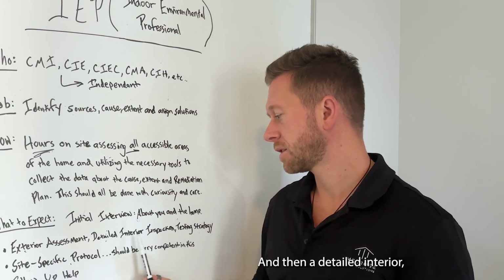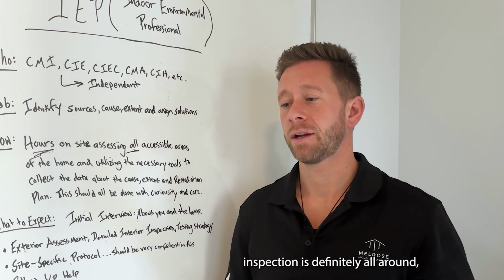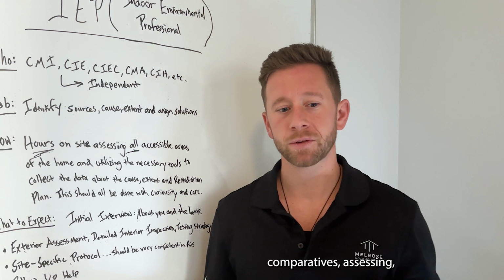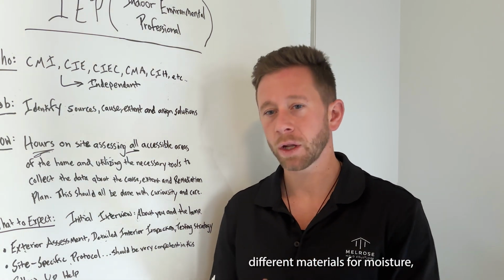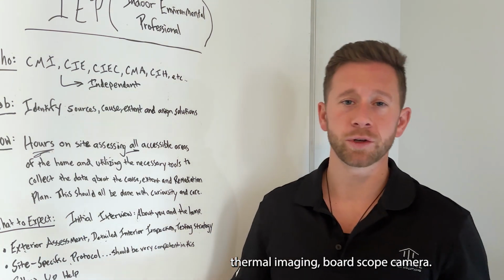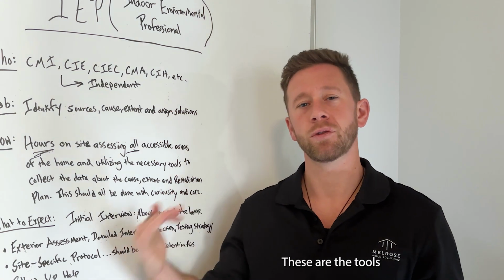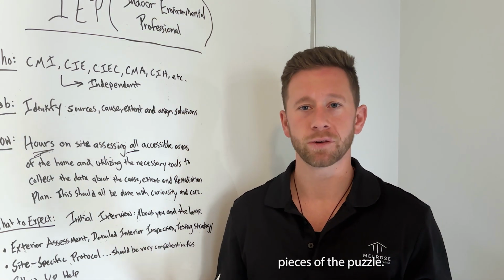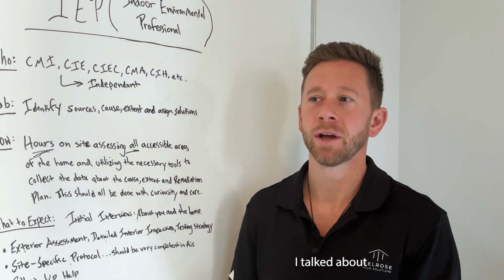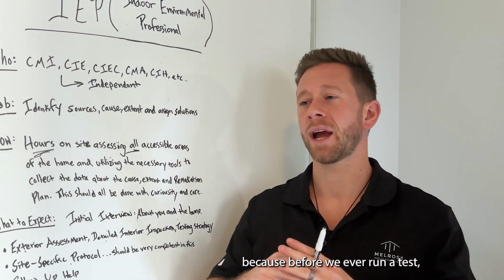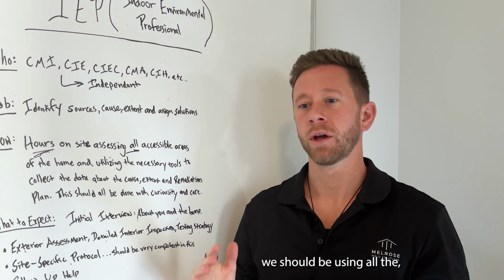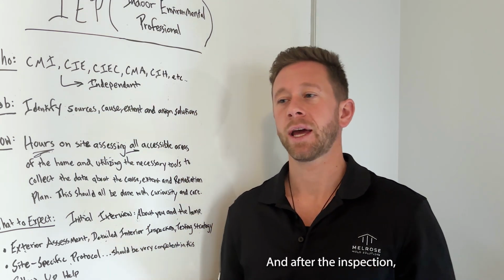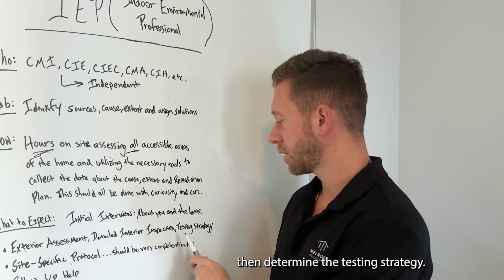And then a detailed interior inspection is definitely all around, plumbing, every room in the home, comparatives, assessing different materials for moisture, thermal imaging, borescope camera. These are the tools I talk about in other videos, and they all give us pieces to the puzzle. And that mold checklist video I talked about is very, very important, because before we ever run a test, we should be using all the visual tools and the other measurements for the inspection itself. And after the inspection, then determine the testing strategy.